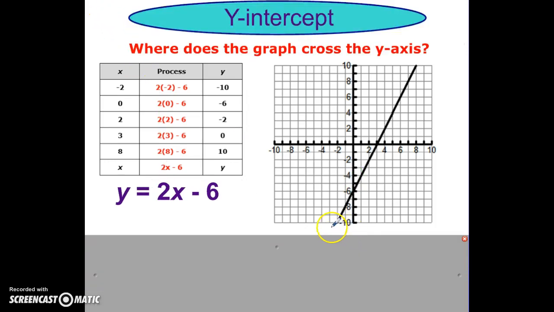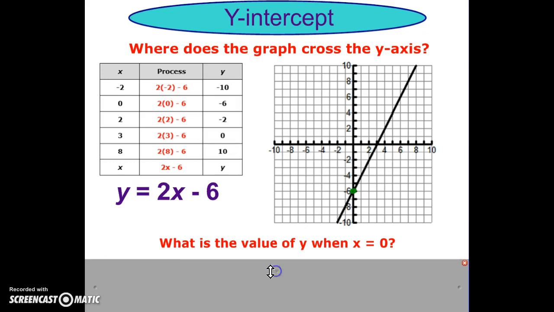Moving to y-intercept. Intercept means a cross. Y indicates the y-axis, so the y-intercept is where the graph crosses the y-axis, which is right here at -6. It can also be asked as what is the value of y when x is 0. So when x is 0, my value of y is -6.